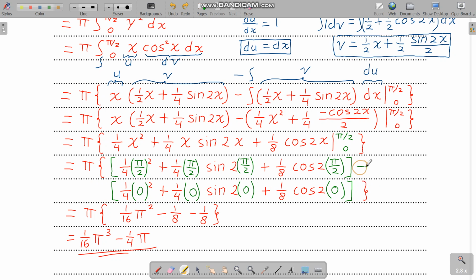So from here we get this, and this is the 0. From here there's a minus, and everything else is 0. So we simplify: this is -1/4, and we still multiply by pi, so -1/4 pi, and -1/16 pi cubed. Okay, so that's the final answer.